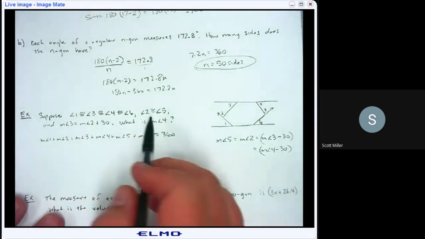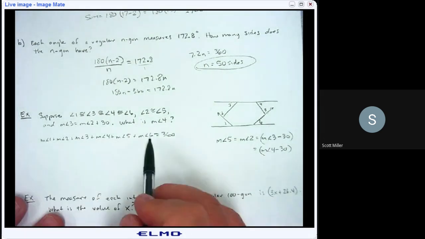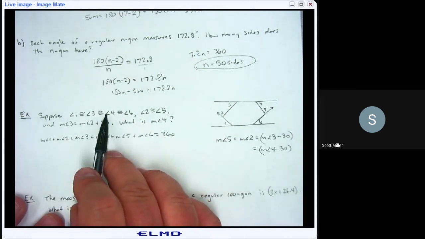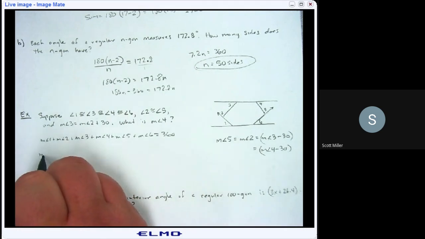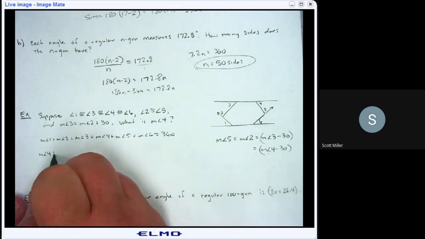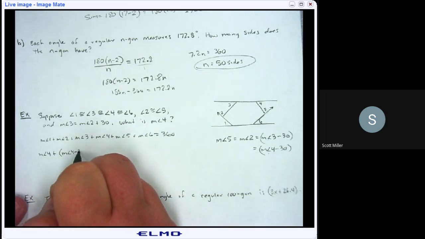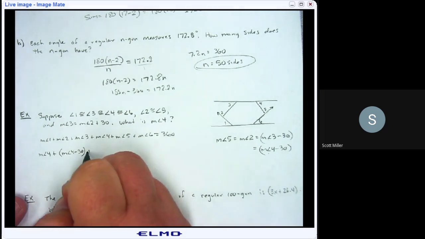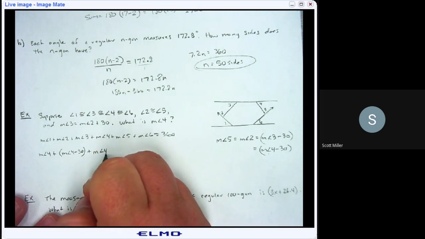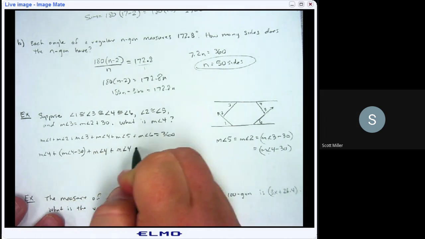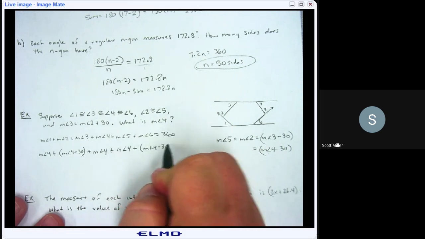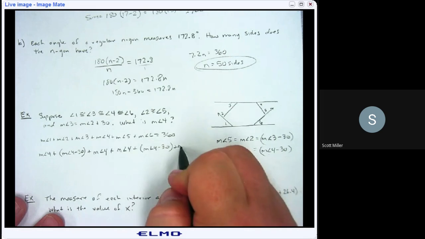So with all these congruencies, I'm going to replace all of these angles in here with an expression for the measure of angle 4. So 1, 3, and 6 are all congruent to 4. So I can just exchange these all for angle 4s. The measure of angle 2 I can write as the measure of angle 4 minus 30. Angle 3 is congruent, so this is just replaced by an angle 4. Angle 4 is still there. Angle 5 is this thing again, angle 4 minus 30. And then angle 6 is congruent, so I can just replace it with another angle 4.